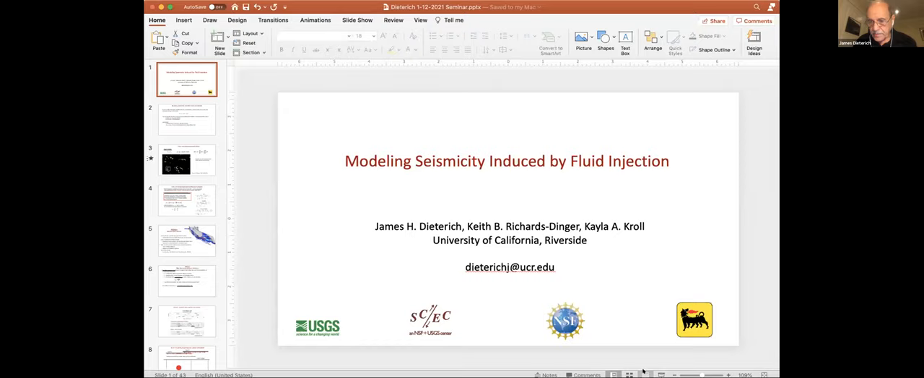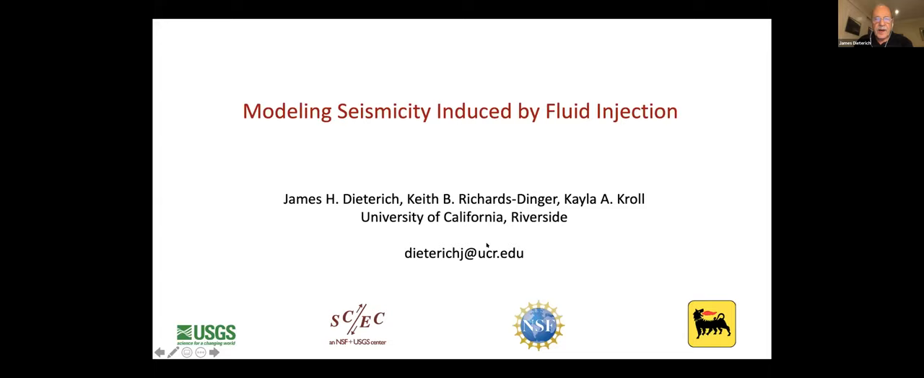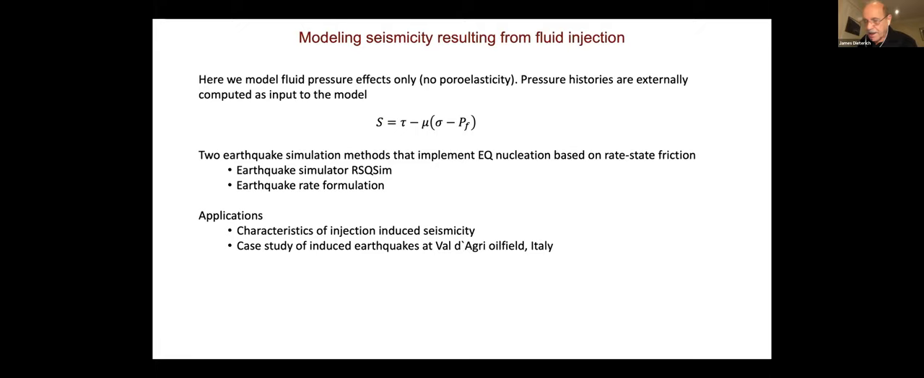So thank you, Kayla. I'll get started here. So I'm going to be talking about some non-high performance computing that I've done, but then I'll also explain a couple of the simulation methods that Kayla mentioned. So in the examples I'm going to show, we're looking only at the pressure diffusion effects and not the poroelasticity. And so it's typically represented as the effective normal stress. And I'll mention the two earthquake simulators, RSQSim, and the earthquake rate formulation. And I'll show some general effects, and then look at a study I've been involved with for a few years now of induced seismicity at the Val d'Agri oil field in Italy.